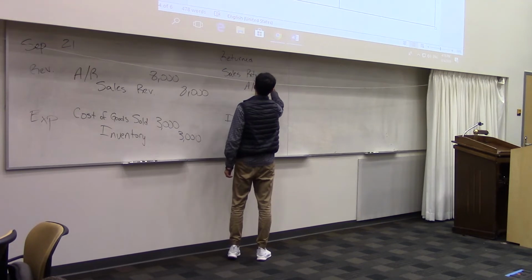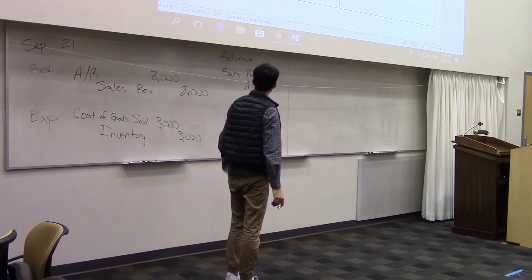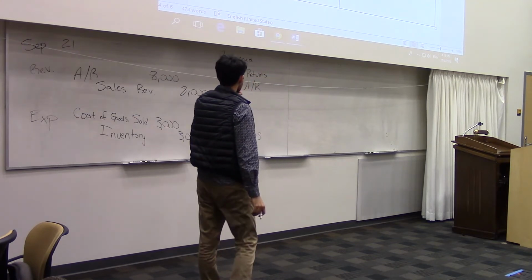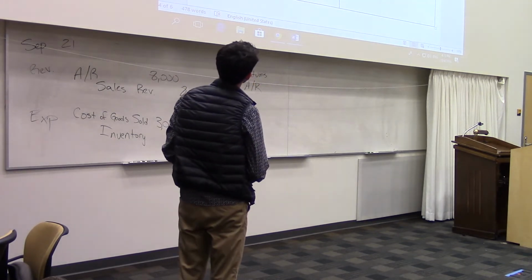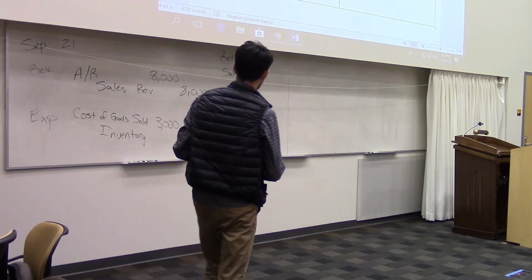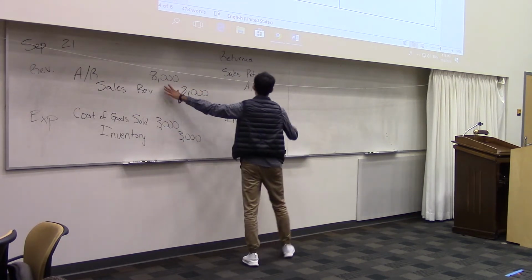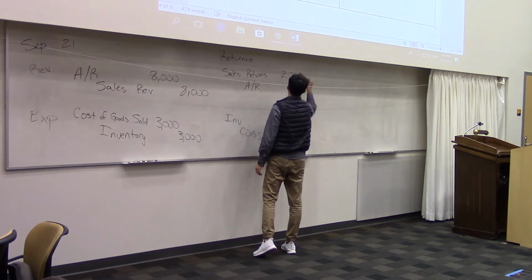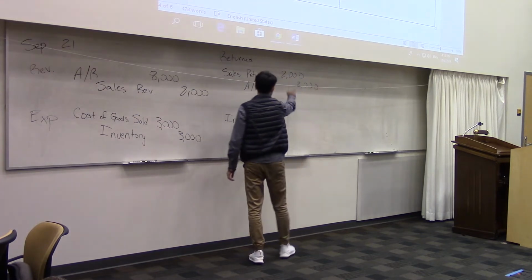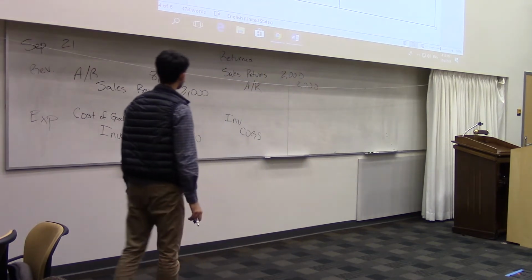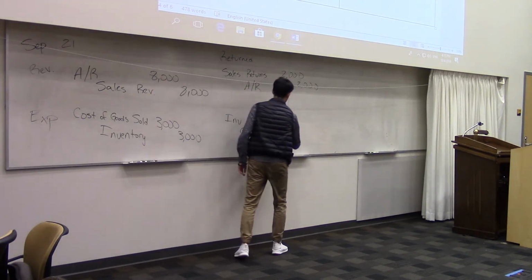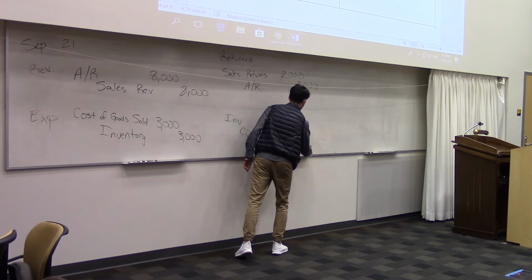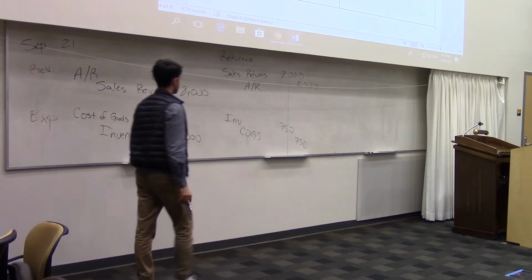What are the numbers associated? What are my top numbers? 750. What was it? 750? Oh, it's 2,000 for the first one. Yes, 2,000. So we're taking a fourth of the 8,000. So sales returns 2,000, accounts receivable 2,000. And then the second one is, you said, 750. Take a fourth of this.